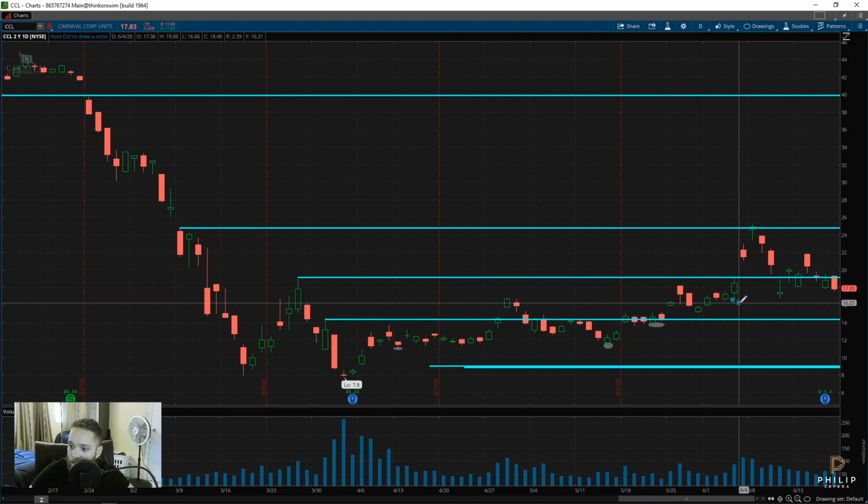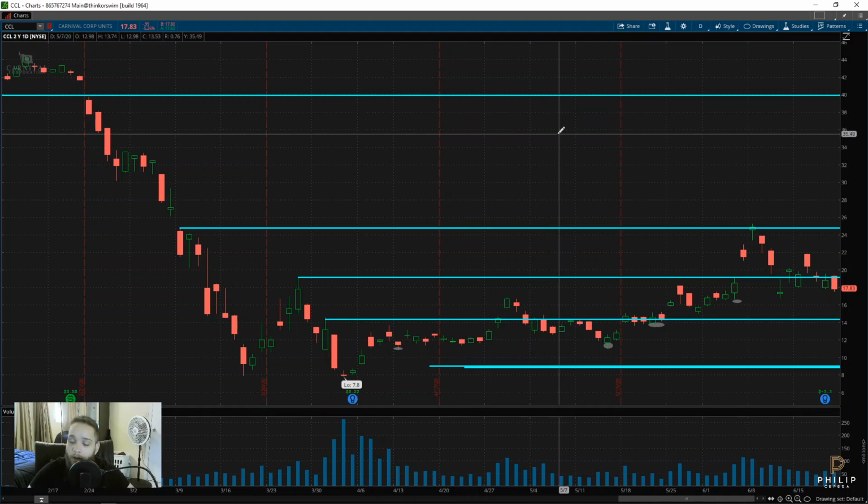Then here. And now it's kind of forming, kind of like a double bottom here a little bit. But certainly, we can see that the trend is heading towards forming a higher support level. So that's just one example there. Let's look at a different stock here. Let's look at another hot stock.